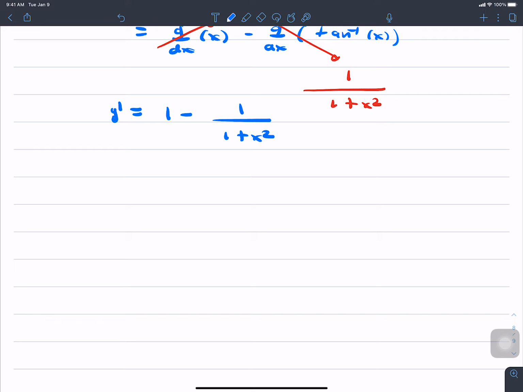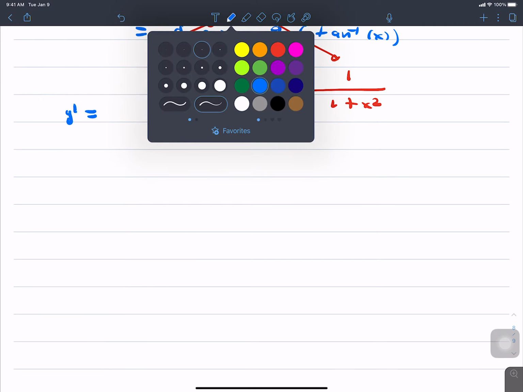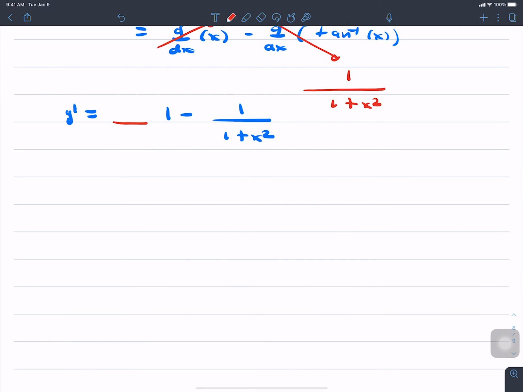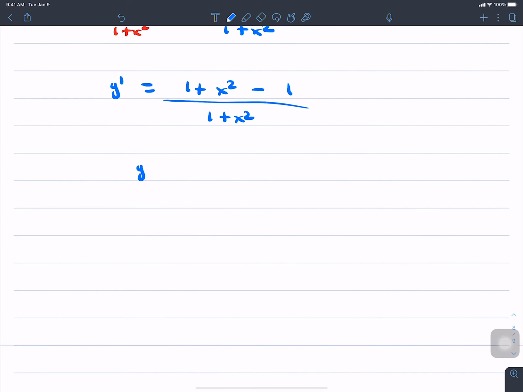So we're going to just simply here subtract a whole number from a fraction. And what I mean by that is we're going to multiply by 1 plus x squared on the top and the bottom. And there you go.